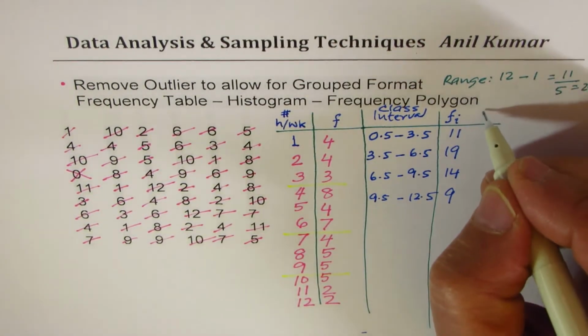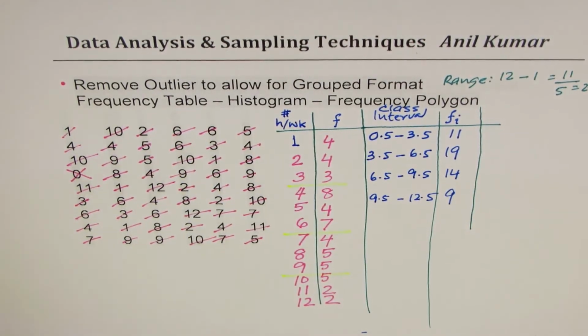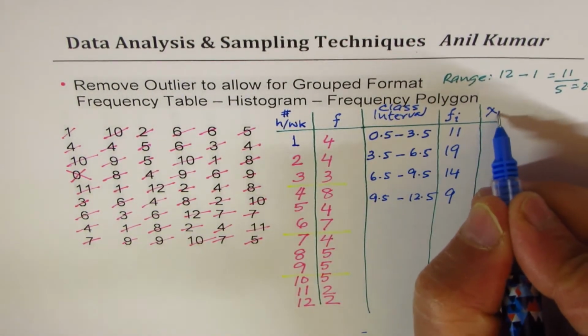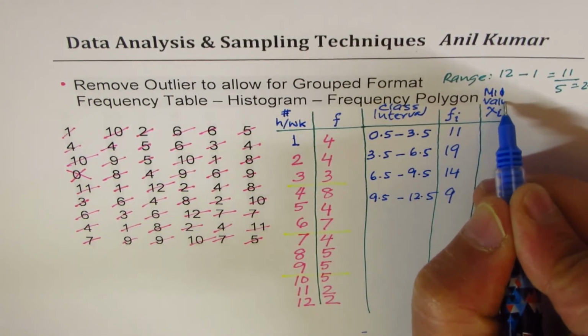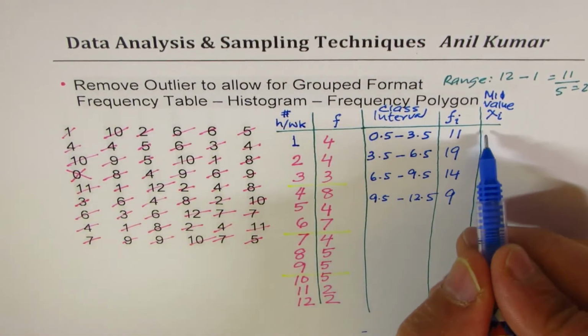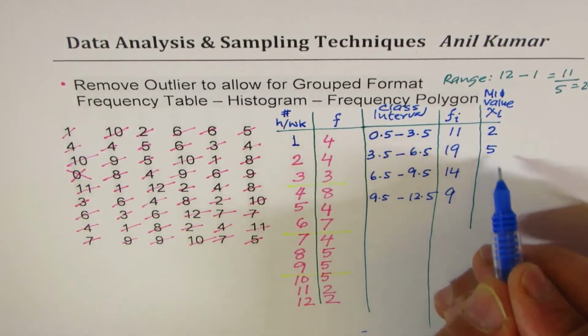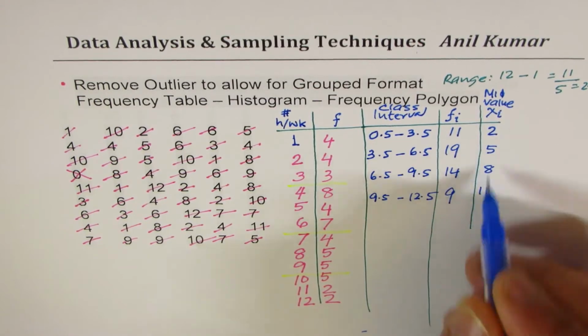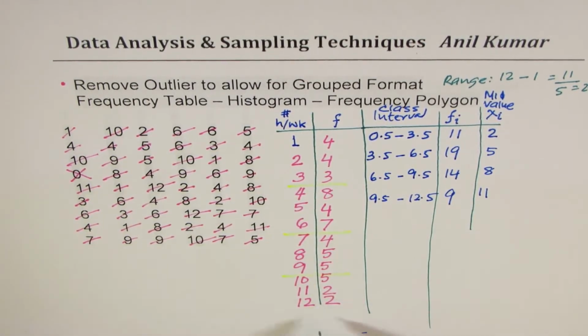Let's take the midpoints to draw the histogram. So the midpoints, let's call them xi. The mid values: add them, divide by 2. So we get a mid value of 2, and each increases by 3. So we get 5, plus 3, 8, plus 3, 11. So that becomes the mid value. Once we have the mid value, we can create the histogram. Perfect. So let's do the histogram now.